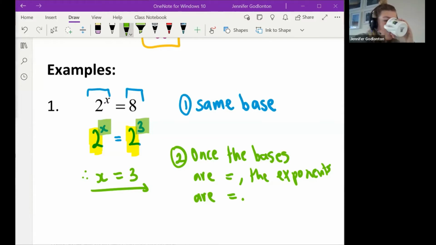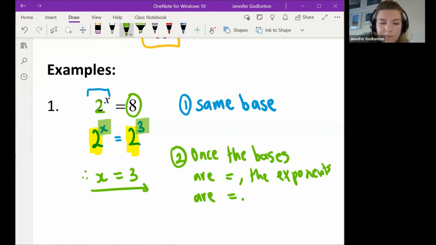I'm confused. How to make everything look the same? You want the bases to be the same. So if this one over here has a base of 2, we want this 8 to also have a base of 2. That's our goal. We want the bases to be the same as each other.